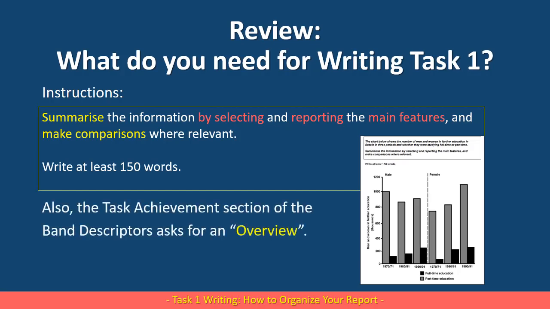And also, important to note that on the band descriptors, these are the papers that the examiner uses to score your writing. On the band descriptors, in one section, it asks for an overview. And so we want to make sure that when we do Task 1 writing, we give a good overview and it's very clear. All right, so this is what we need for writing Task 1. Summarizing by selecting and reporting the main features and comparisons, and finally an overview.